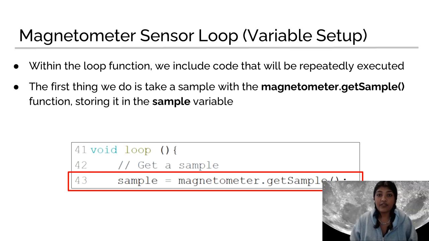Magnetometer sensor loop variable setup. Within the loop function, we include code that will be repeatedly executed. The first thing we do is take a sample using the magnetometer.getSample function, storing it in the sample variable.